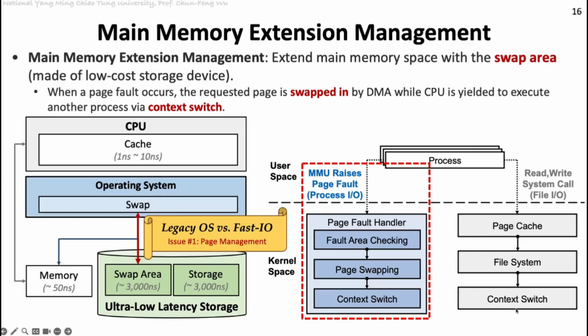Then after that, the CPU will once again do the context switch, because moving the file data from storage to memory also takes a lot of time. Okay, so today we'll focus on this one. The swapping is on the left-hand side part.